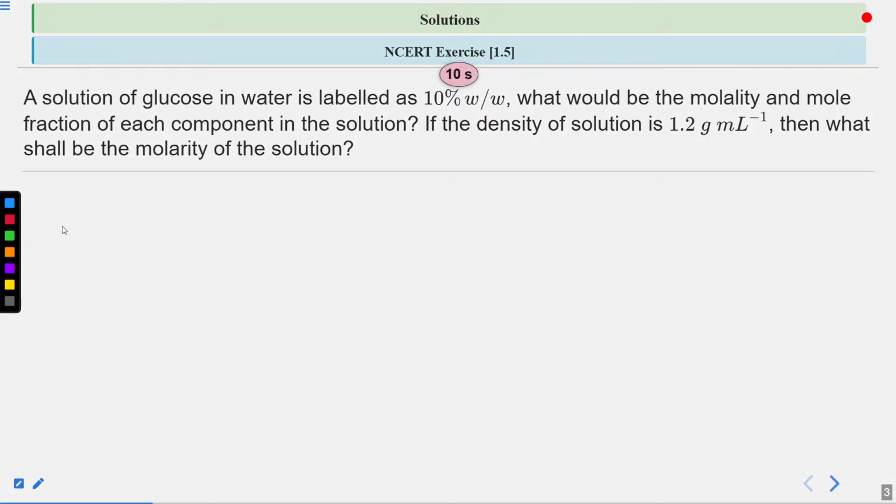So let's see how we can solve it. You have 10 seconds to just think over it, then we will start the solution. Now, let us see the solution.